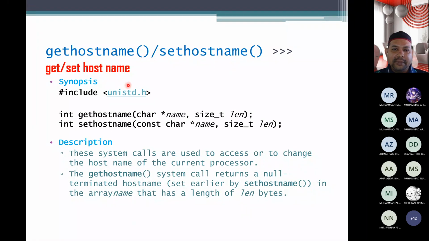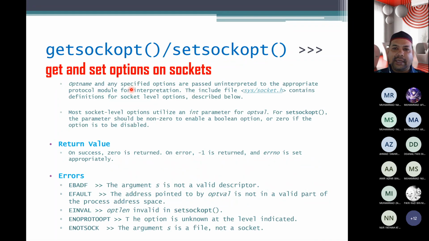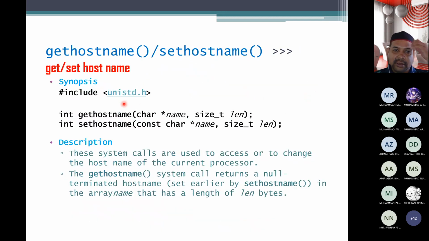Tengok dia punya dalam unistd kan. Dia bukan dalam type sys socket ni. Yang lain dalam sys/socket.h kan. Sys/socket.h sebelum ni. Yang ni dalam unistd.h. Uni standard. Uni standard. Universiti lah. Universiti standard.h kan.